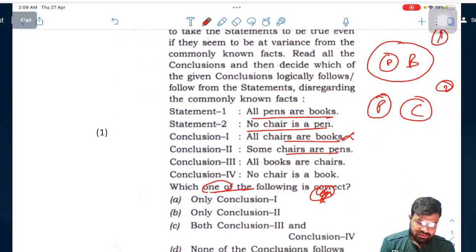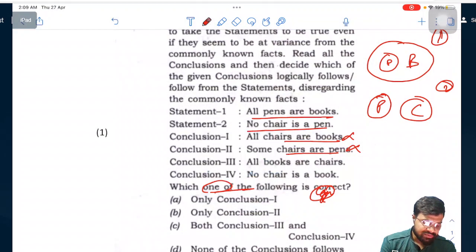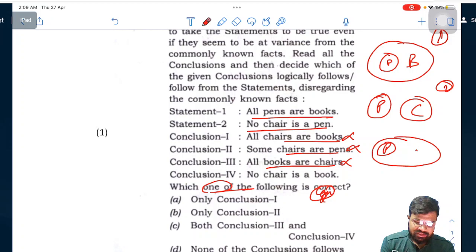Some chairs are pens. This cannot be true because no chair is a pen, so the diagram is very different. All books are chairs. Again, same. No chair is a book. We cannot be sure of this either, because we can merge the diagram like this: books here and chairs here. Pen and chair are still separate, and some books can be chairs. So this statement is also wrong. So none of the conclusions follows.